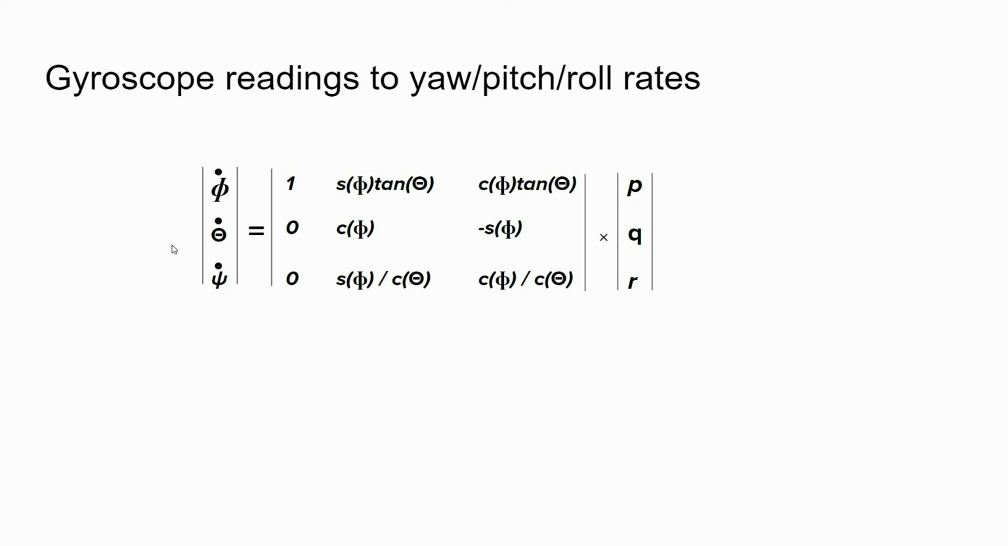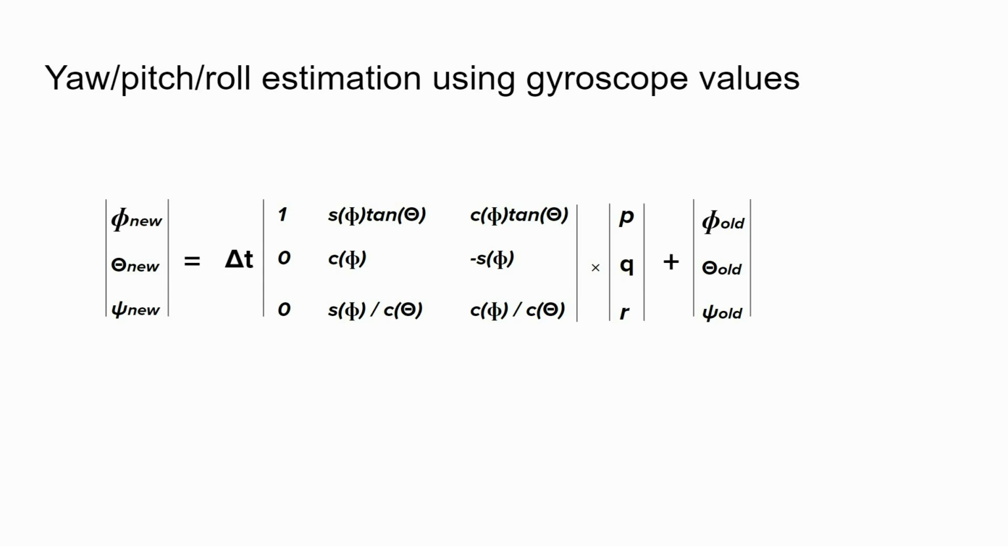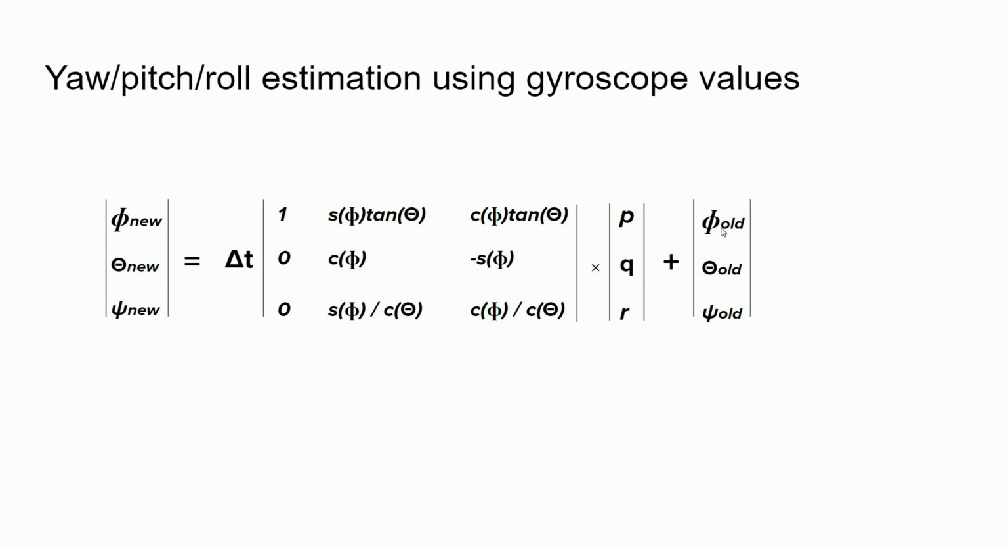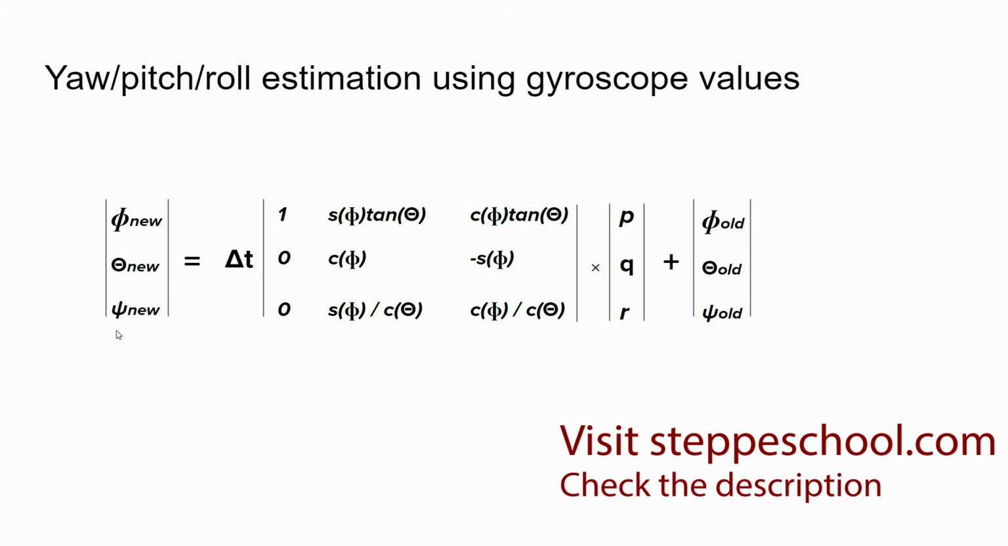Then we can write the discrete version of this equation. If we take the gyroscope readings and multiply it with this matrix and the sampling rate, and if we add this expression to the old values of roll, pitch, and yaw angles, we end up with the new values of these angles. So in this way, we can estimate roll, pitch, and yaw angles by iteration. In every iteration, we just update the values of these angles. So next, we will implement this equation using the gyroscope readings.